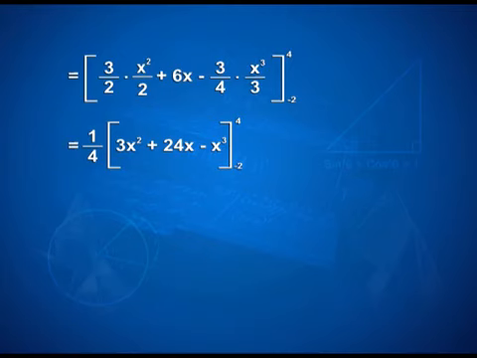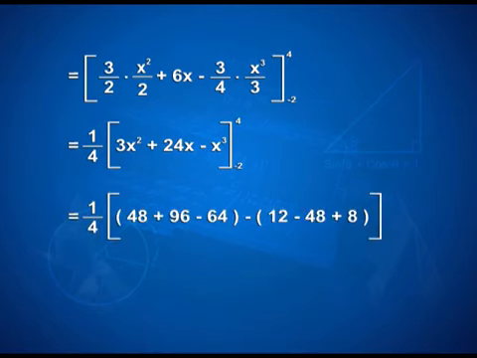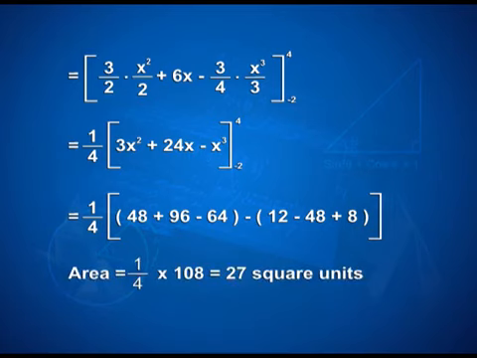On applying these limits, we have 1 upon 4 into (48 plus 96 minus 64 minus 12 minus 48 plus 8). Therefore, the required area is 1 upon 4 into 108, that is 27 square units.